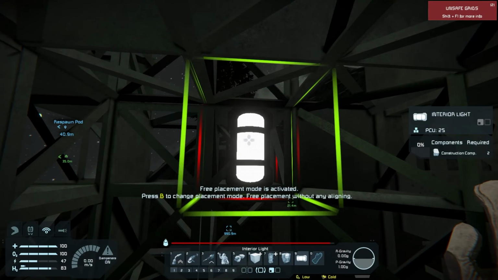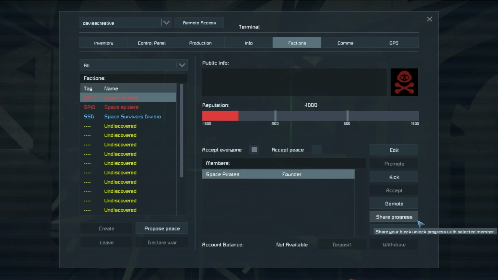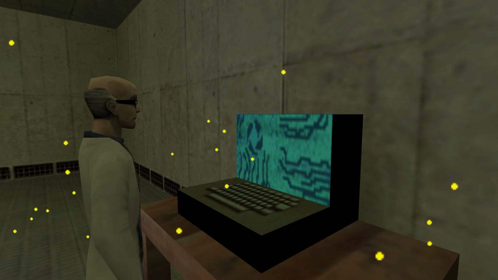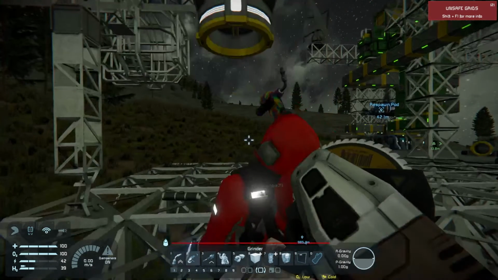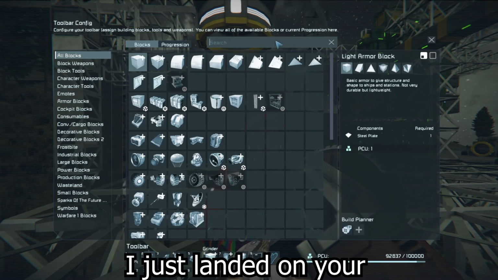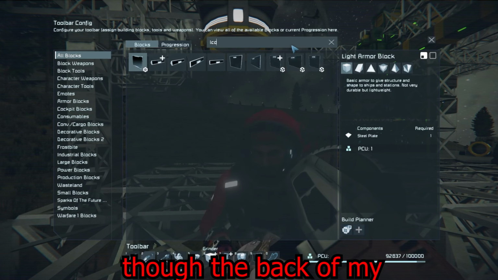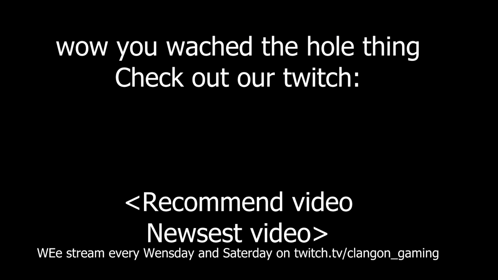Ooh, no signal. I should probably refill my hydrogen, knowing about that, and not hit trees. Space pirate, give me my share of progress. No signal. Freeman, you fool! Land and find the right one. Oh. Hey, sorry. I just landed on your head. It looked like you just ground through the back of my head.